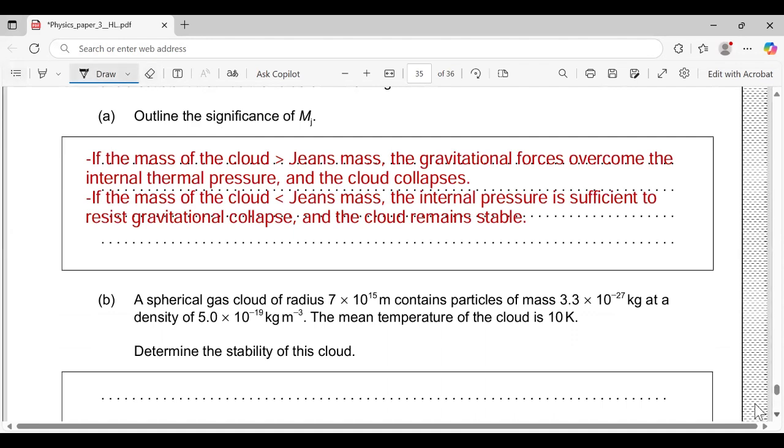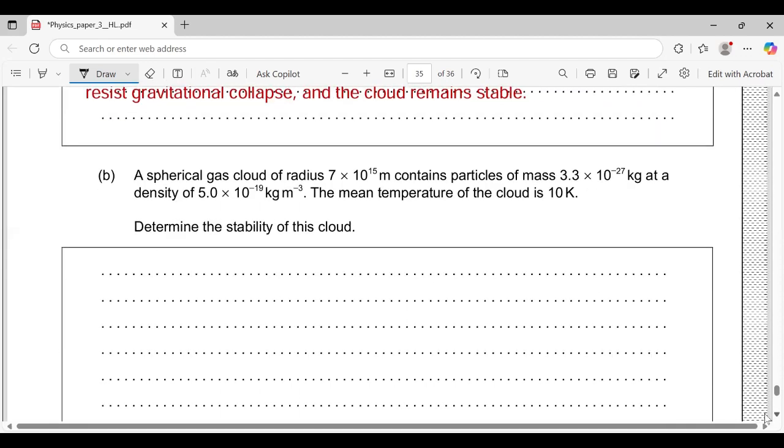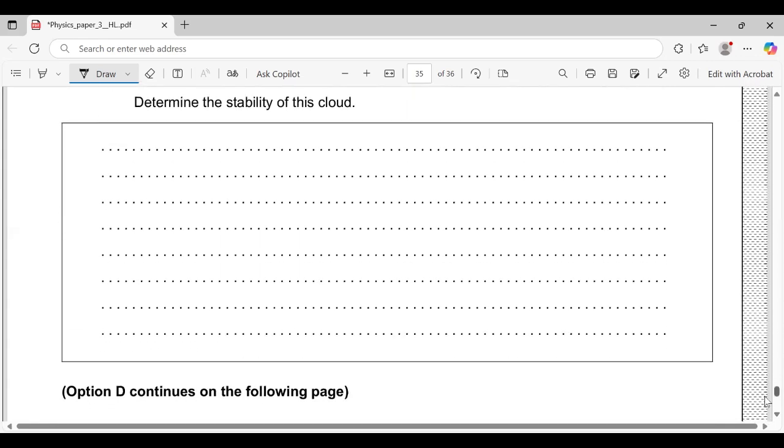So a spherical gas cloud of radius 7 times 10 to the power 15 meters contains particles of mass 3.3 times 10 to the power minus 27 kilograms at a density of 5.0 times 10 to the power minus 19 kilograms per meter cubed. The mean temperature of the cloud is 10 K. Determine the stability of these clouds. Okay. Right.